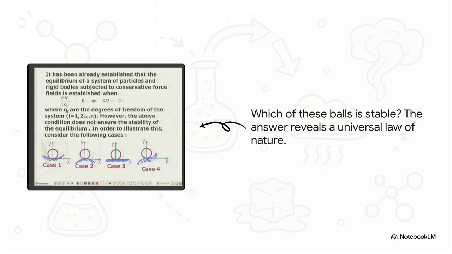Okay, so take a look at this. You've got four different situations here, each with a ball resting on some kind of surface. Now, what do you think? Which one of these is truly stable? And the answer isn't just a simple physics puzzle, it's actually a clue that points to a universal law of nature that applies to pretty much everything.